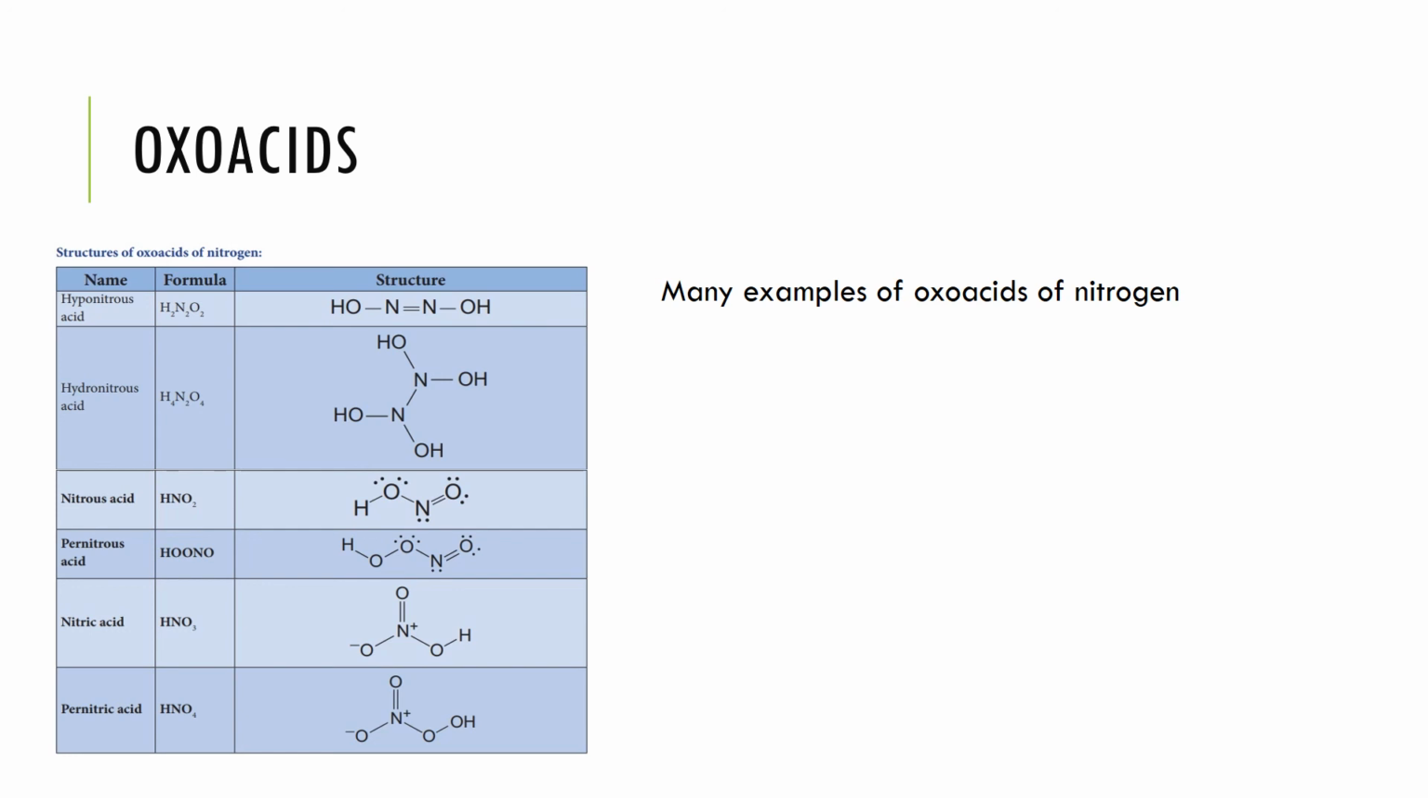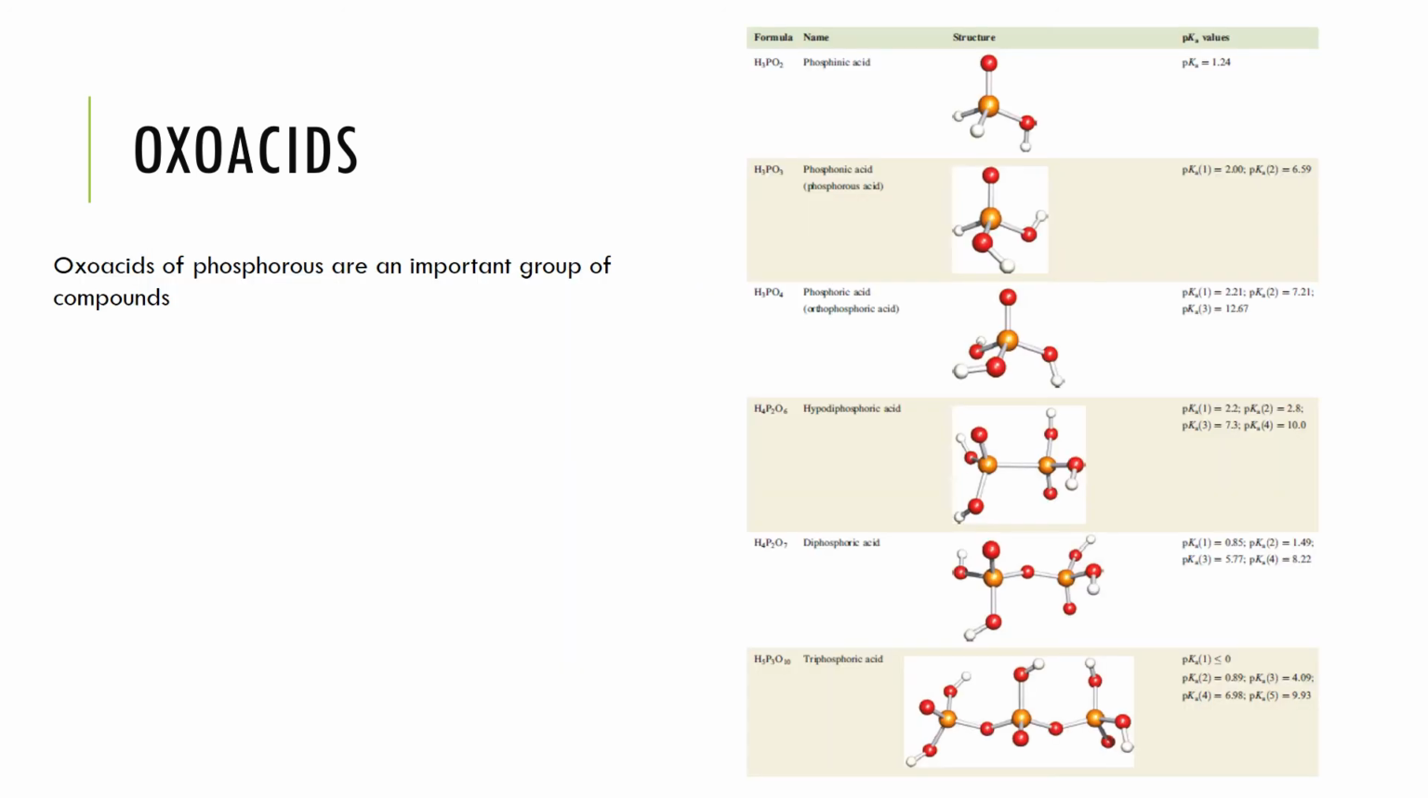Nitrogen and phosphorus will form a range of acidic compounds. So you can see nitrogen forms many oxoacids, some of which are important in the chemistry laboratory. And similarly, oxoacids of phosphorus are many, and they're important in the chemistry laboratory. You might recognize some of these as buffer reagents. They can be used to control pH. They're also important from a biological perspective.